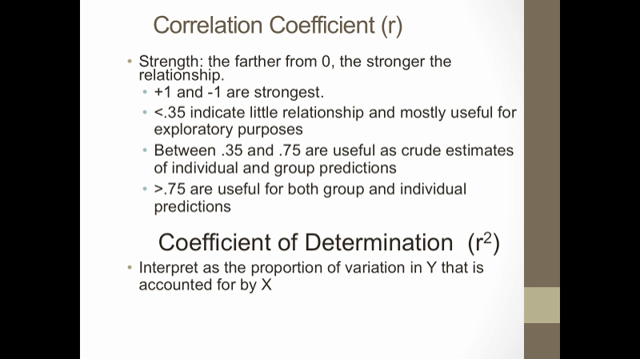Another important thing to know is that you might see something called R squared, which is basically just the correlation squared. That is interpreted as a percentage. Essentially, it helps us understand the percentage of the variation in one variable that can be accounted for by the other variable.